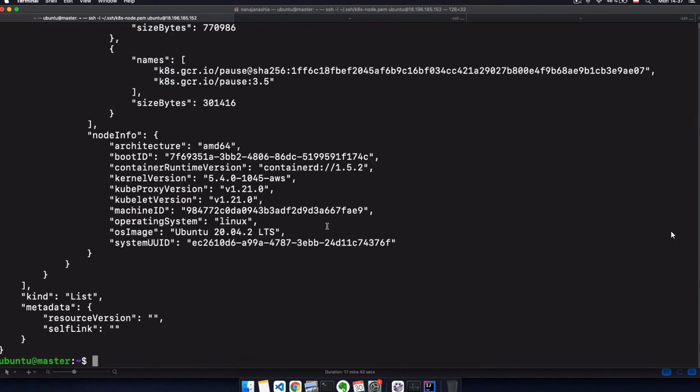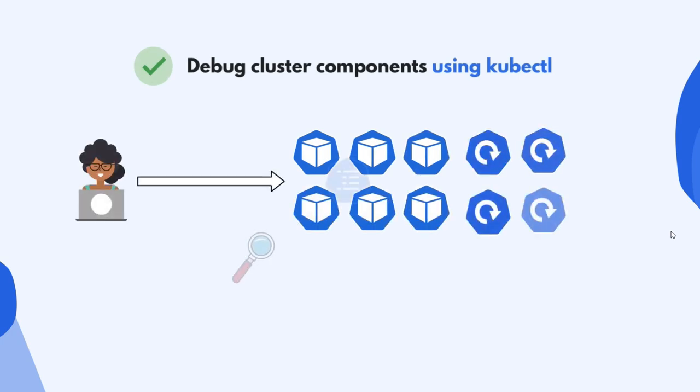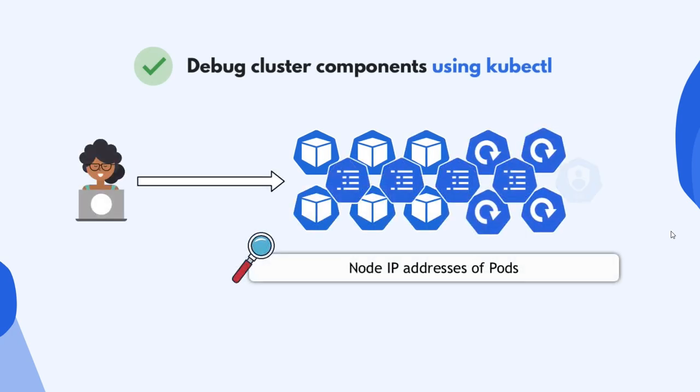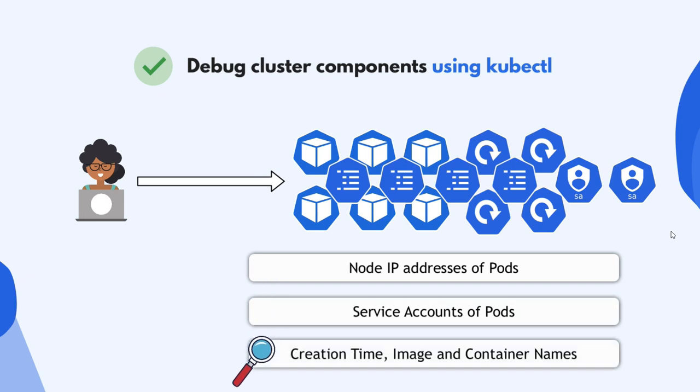For example, if you wanted to print out the node IP addresses of the pods or service accounts that pods are using, or maybe a creation time, image names, container names of the pod, you can't print all of these for all the pods in your cluster directly using a Kubectl command. You will actually have to do Kubectl describe for each pod separately to see all this information. But there is a way to do this using a JSON path output format of Kubectl.